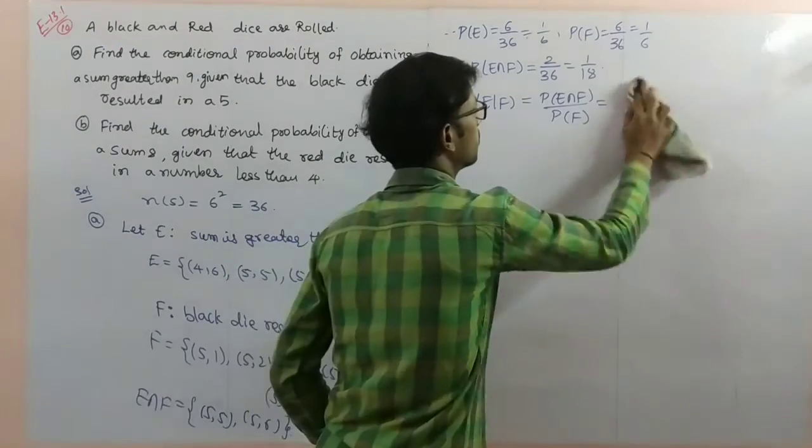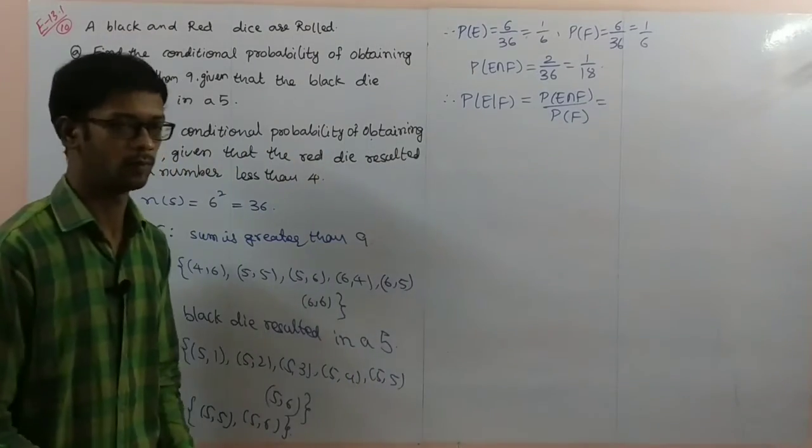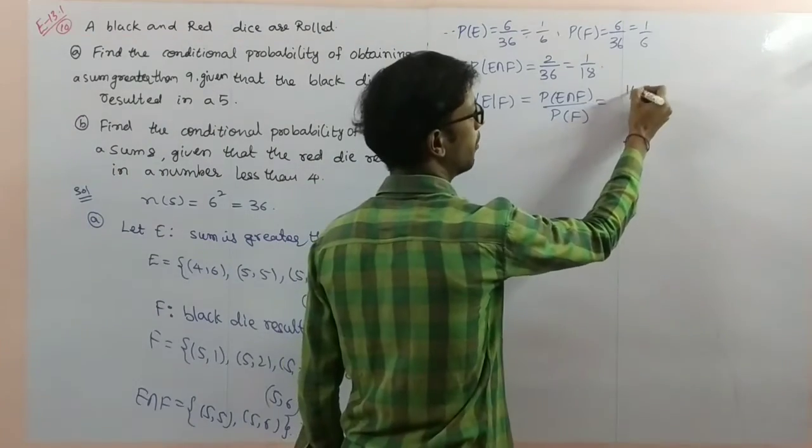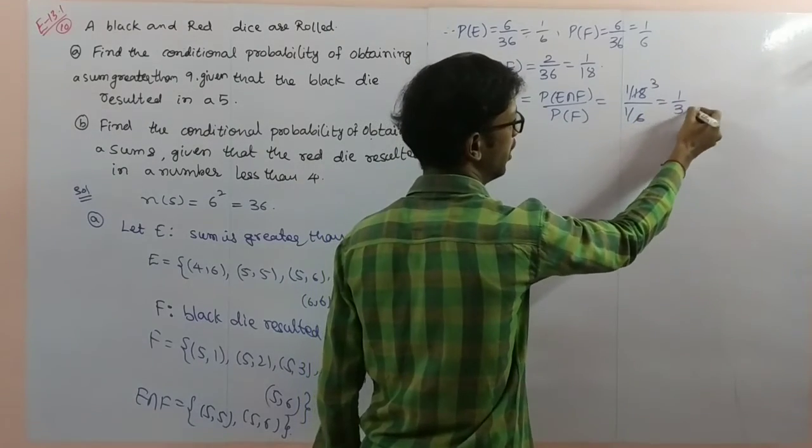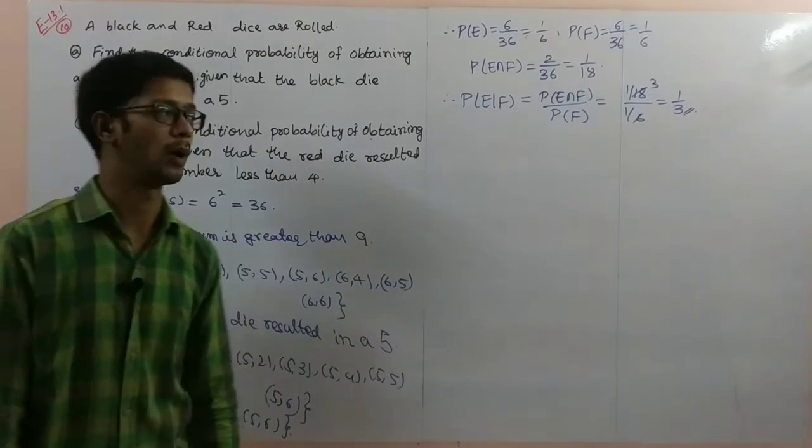Substitute here 1 by 18 by 1 by 6. 6 1s are 6, 6 3s are 18. 1 by 3 is the required probability.